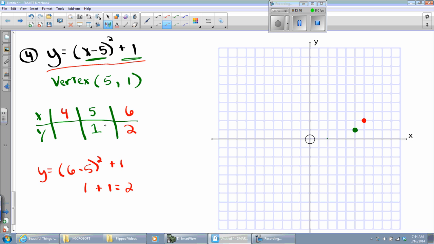All right, so if I go 1 to the right of the vertex, it goes up to y equals 2. If I go 1 to the left of the vertex, it'll have to go up to y equals 2. And there's my symmetry. And now I can draw my parabola.